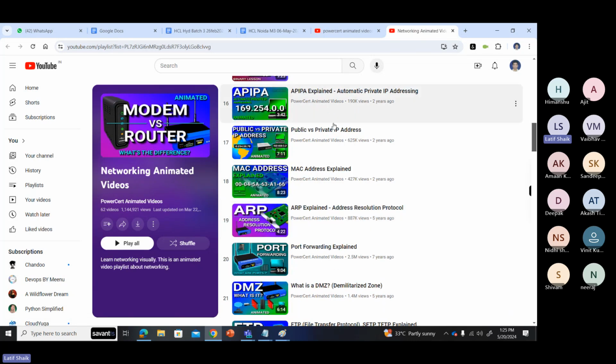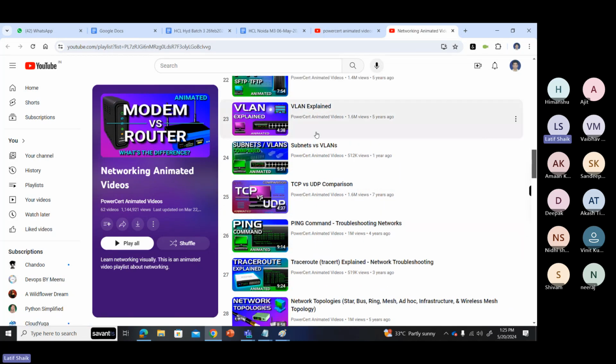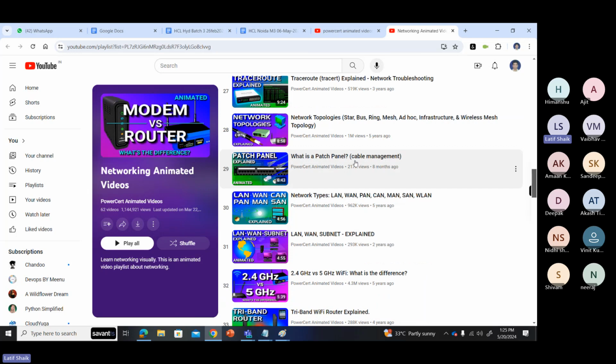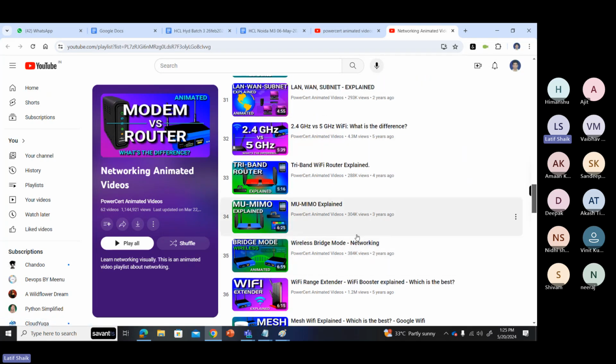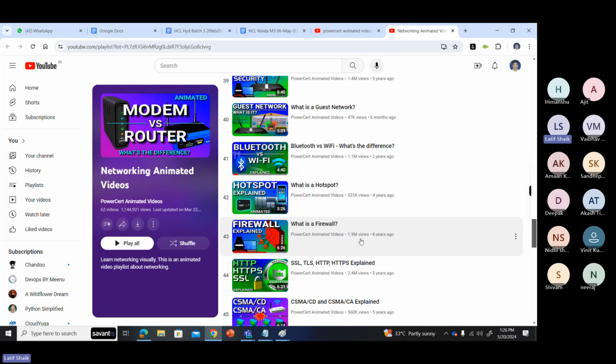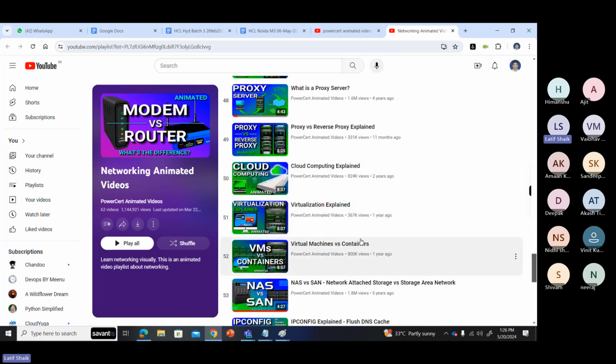What is APIPA, ARP, VLAN, subnet, TCP, UDP, ping command, traceroute command, different topologies, WAN, LAN and other stuff. There are also differences between 2.4 and 5 gigahertz Wi-Fi; 5 is now more famous, and most routers are dual band. If you have time, go through them once, see what your requirements and doubts are. Everything is less than 10 minutes, almost 8 to 10 minute videos only. It is better to go and understand.